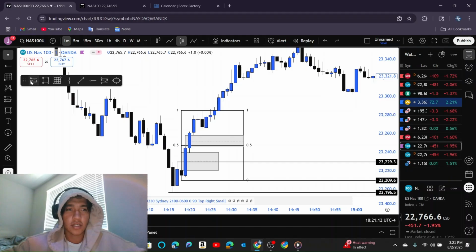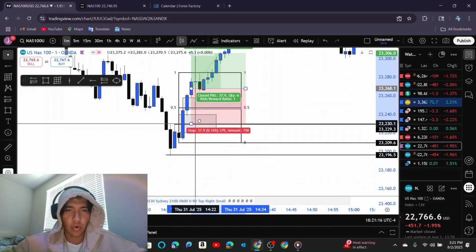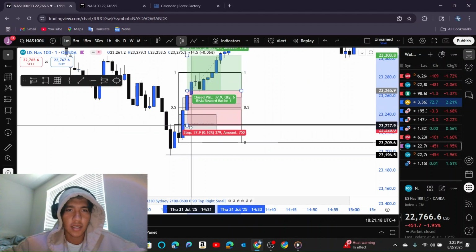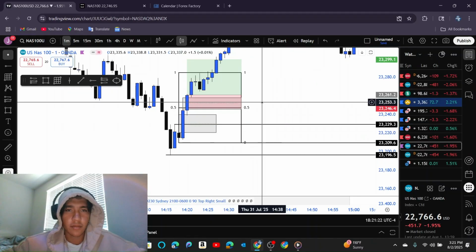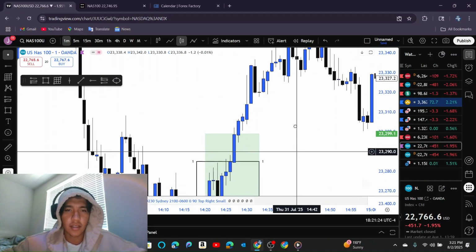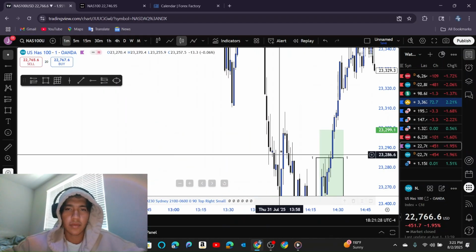Screw it. We don't need to touch equilibrium. We can just enter off of this. Set our stop losses at equilibrium, right? We can set the stop loss at equilibrium because we never came in and touched it. So if we do want to, we do, but we see it play out.